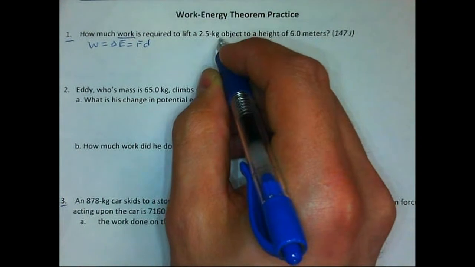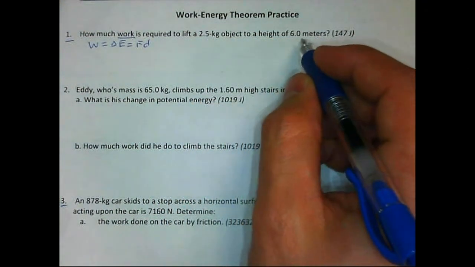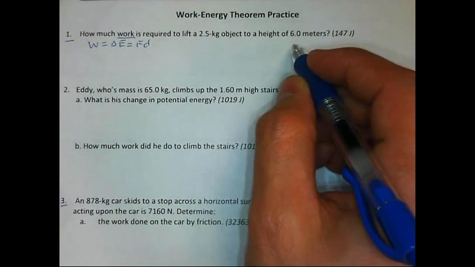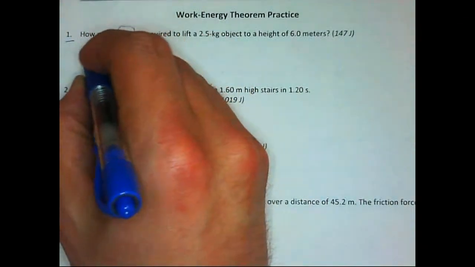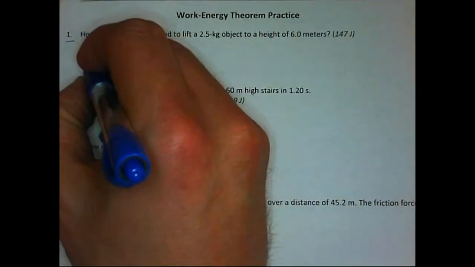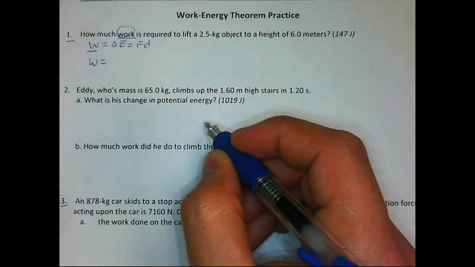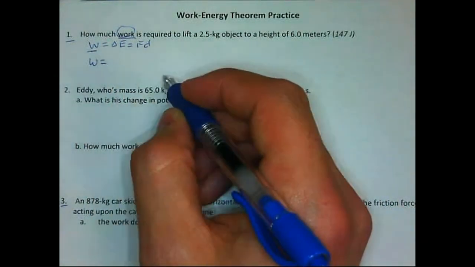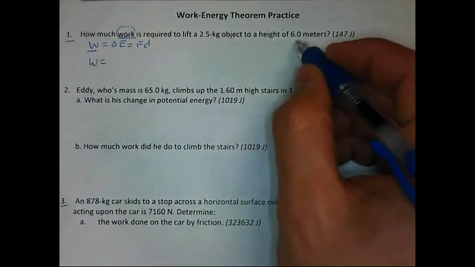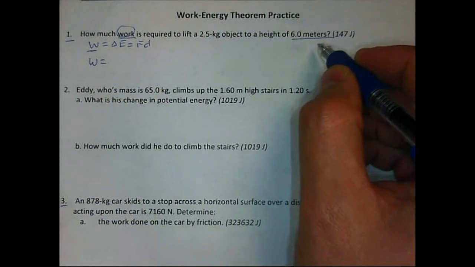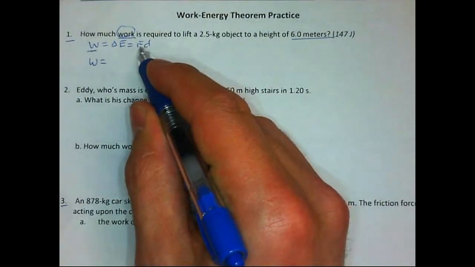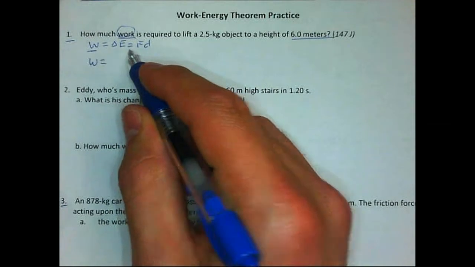How much work is required to lift a 2.5 kilogram object to a height of 6 meters? How much work is what we want, so that's definitely going to be part of our equation. Do we use delta E or FD? Well, they gave us a distance. That's probably a clue that you're going to use force times distance and not delta E. Well, let's check and make sure.